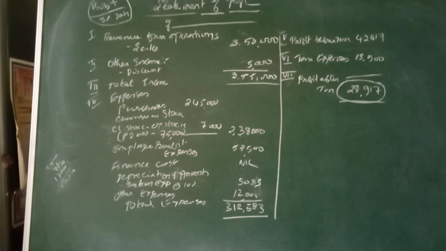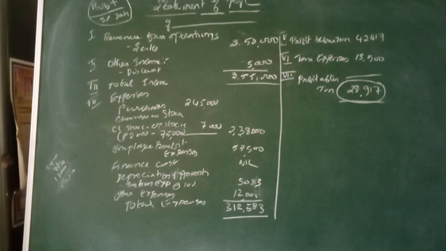What is the format for that? We have to take first revenue from operations, then add other incomes, and we will get total income. Here in this question, we are given the sales, as far as the credit side is concerned. We are given the sales and discount received. Any other income received should be taken in other income. Then sales minus returns should be taken in revenue from operations.